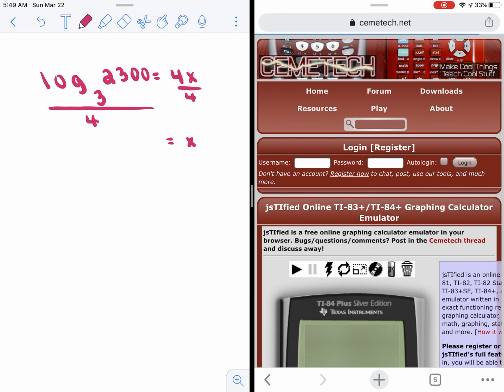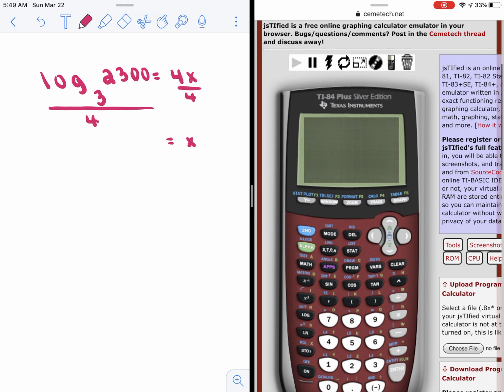Now, again, using your calculator, you're going to see that if you go to math, and then all the way down, you can find that log base button. Hit enter, and then I can put a 3 here, a 2300 here, and then I can hit enter and then divide that by 4 to get my answer.